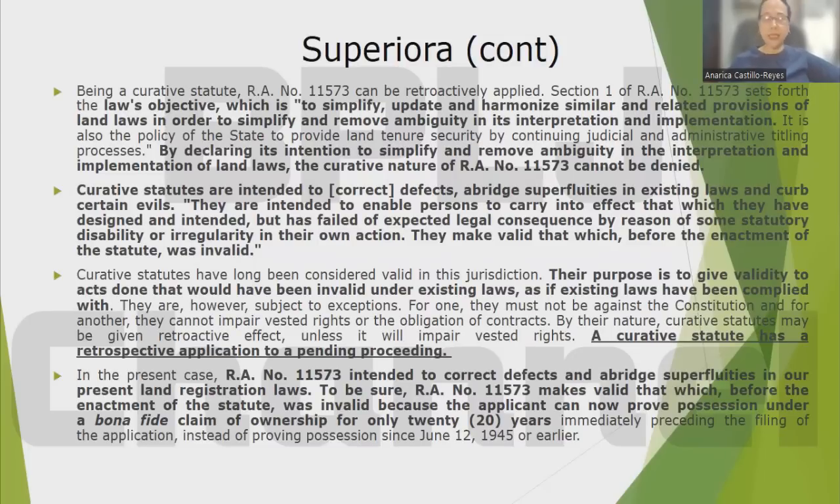So in this case, RA number 11573 intended to correct defects and abridge superfluities in our present land registration laws. To be sure, RA 11573 makes valid that which before the enactment of the statute was invalid because the applicant can now prove possession under a bona fide claim of ownership for only 20 years. Okay?